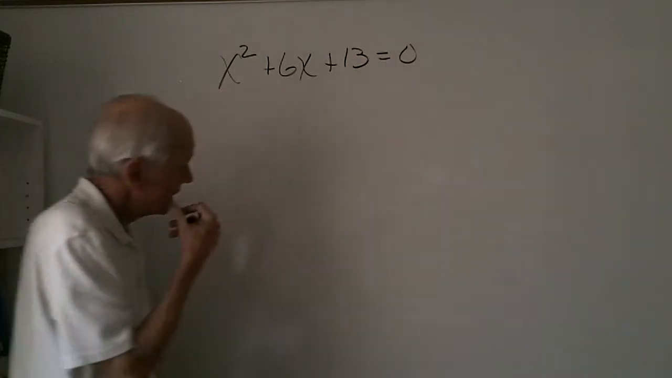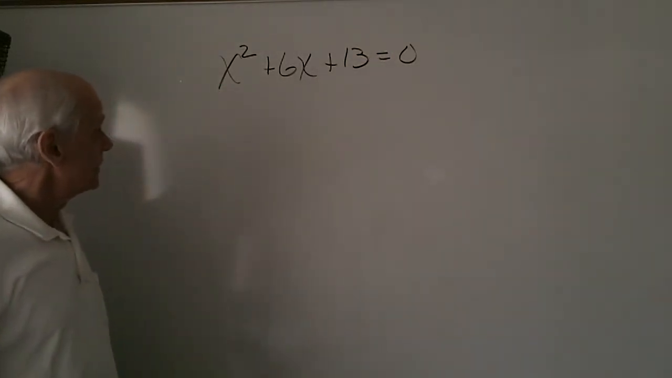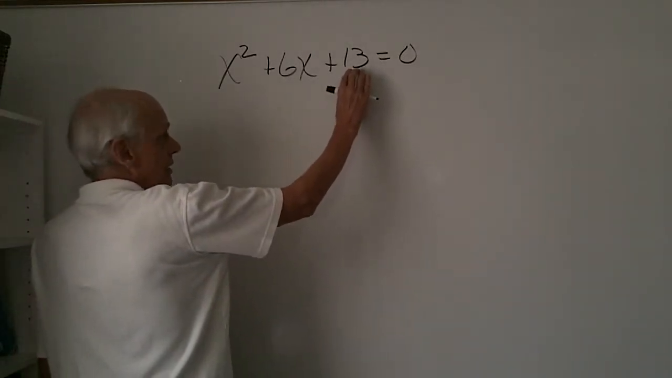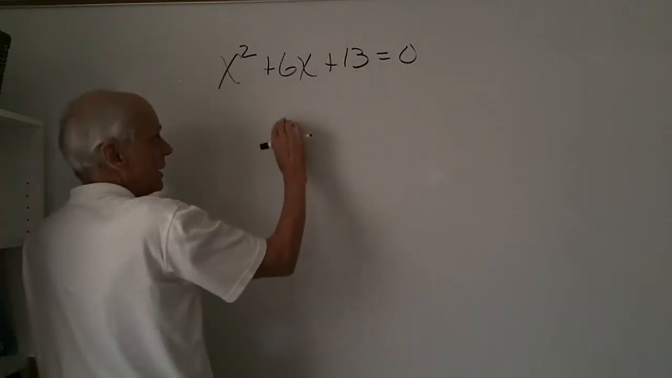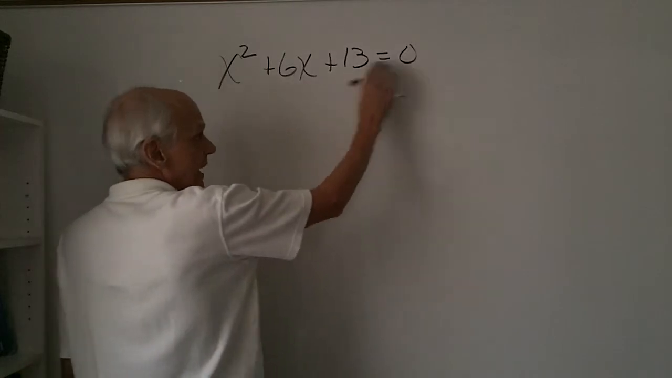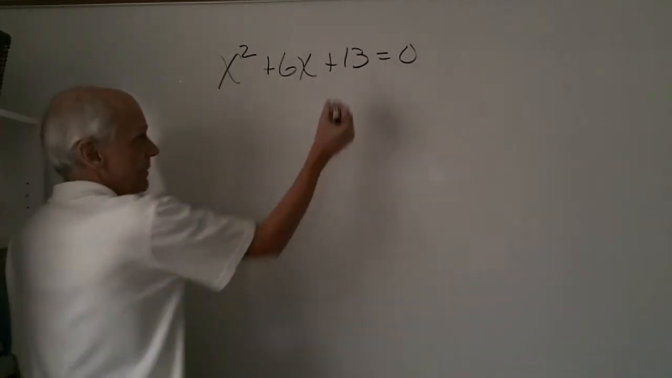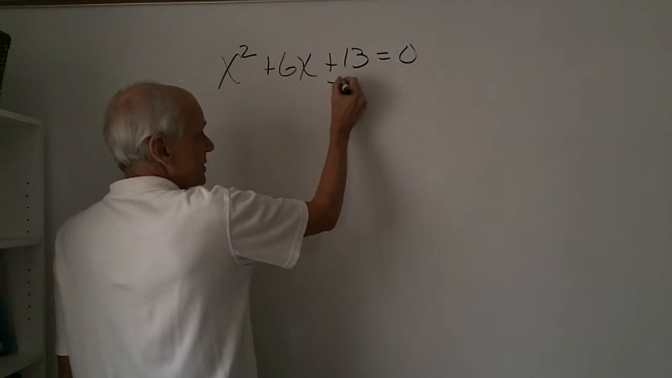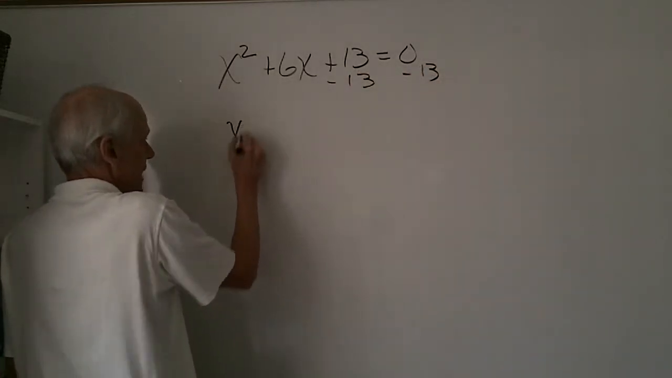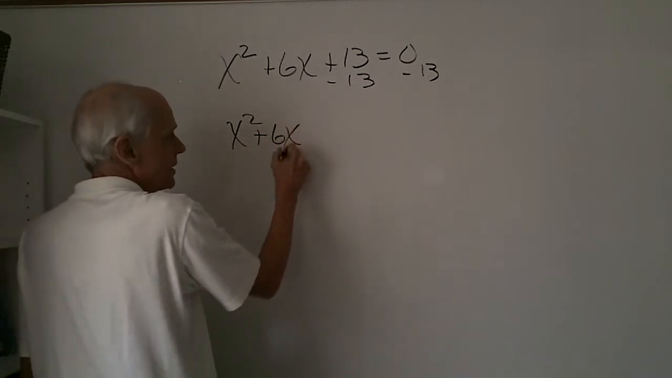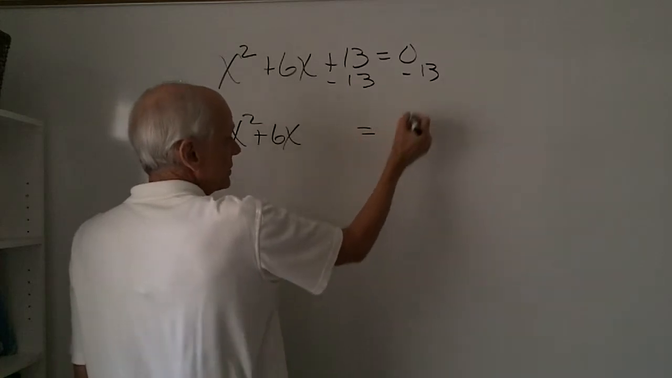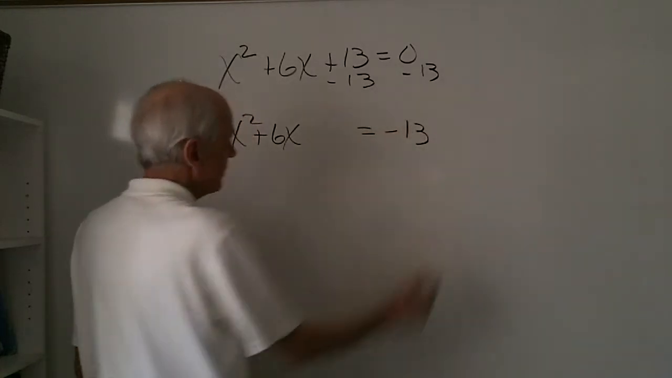All right. Well, in completing the square, the first thing that we're going to do is we want to get the constant quantity to the right-hand side of the equation. In other words, the x's are going to be on the left, and the constants are going to be on the right. What that means is that we're going to have to subtract 13 from both sides of the equation. Doing that, we get x squared plus 6x, and here you want to leave yourself a little space because we're going to put something in here, is equal to negative 13.